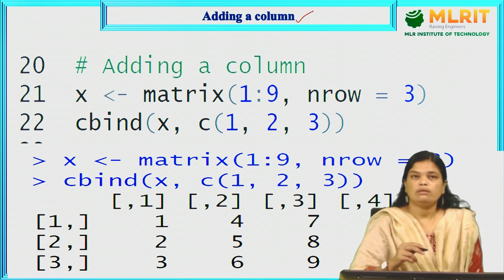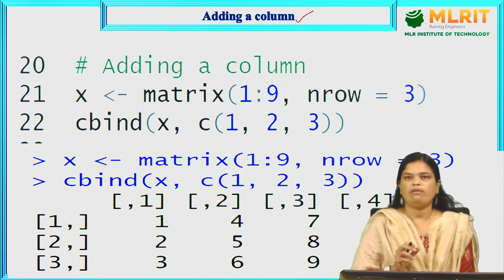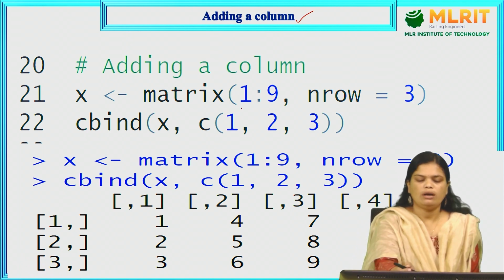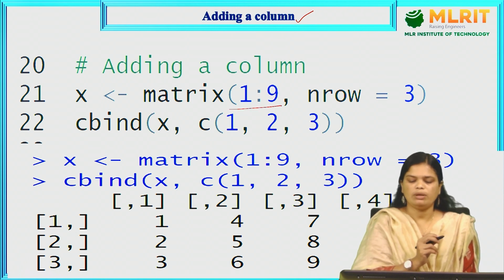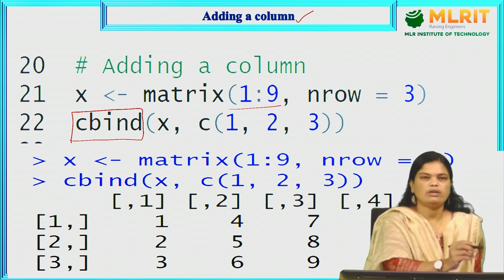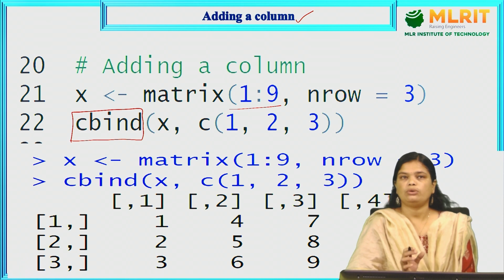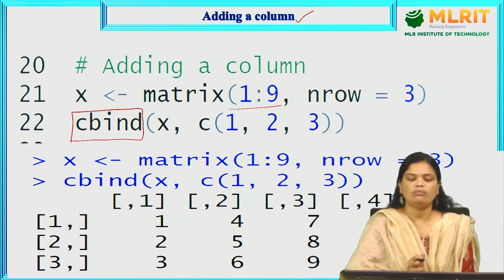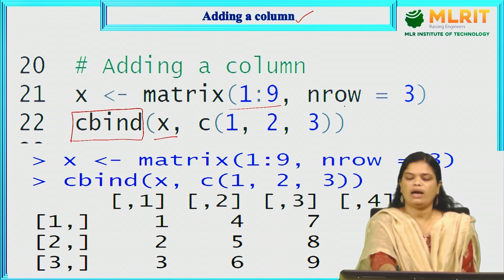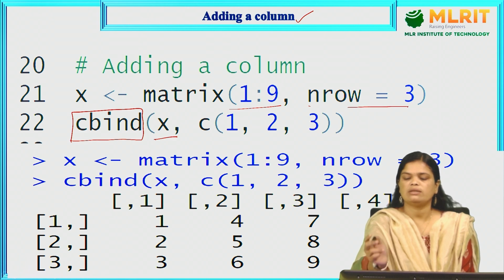Adding one more column. For this one, the assumption is you already have a matrix available and you are adding one more column to the matrix. Look at the example here. We will be using the cbind function to add a column to an already existing matrix. X is a matrix that we have created. In that I have 1 to 9 and these are arranged.